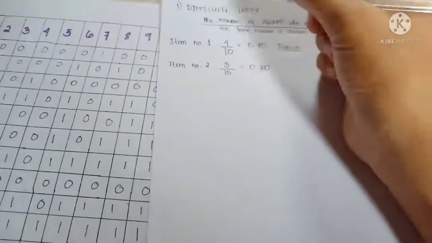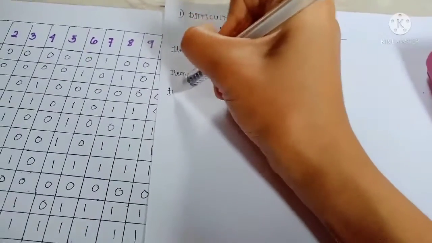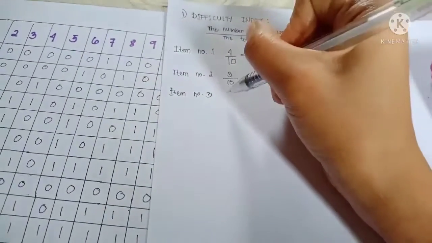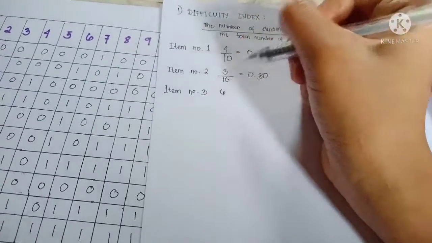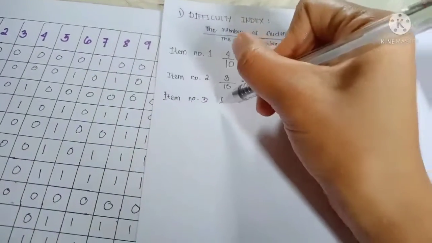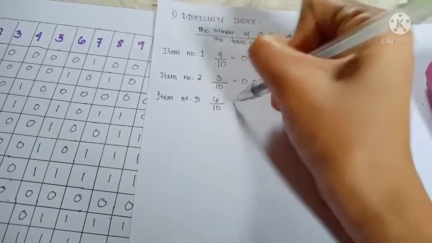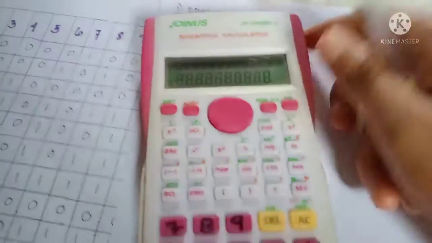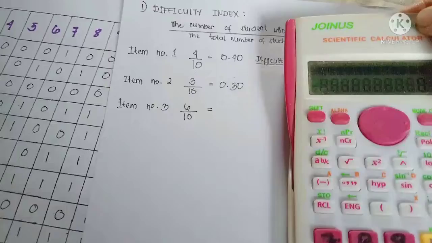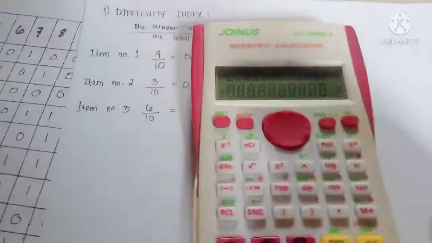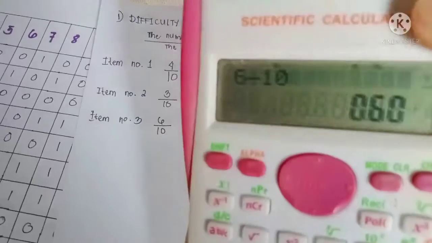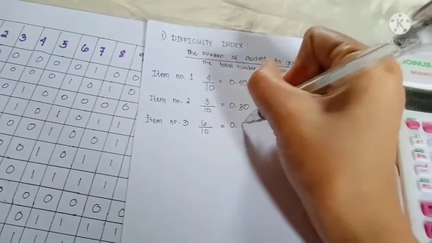Next is item number 3. We have here 6 students who got it correctly divided by the total number of students. We have to divide it again. 6 divided by 10 equals 0.6 or 0.60.